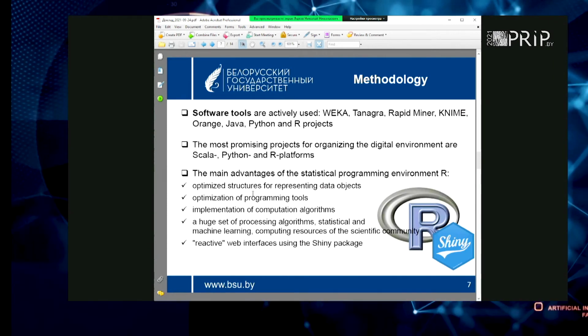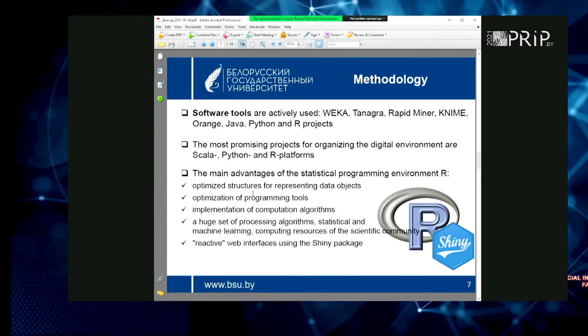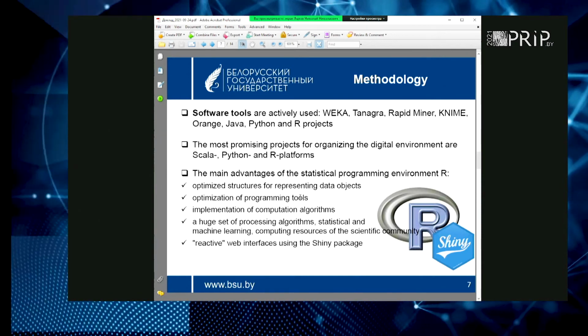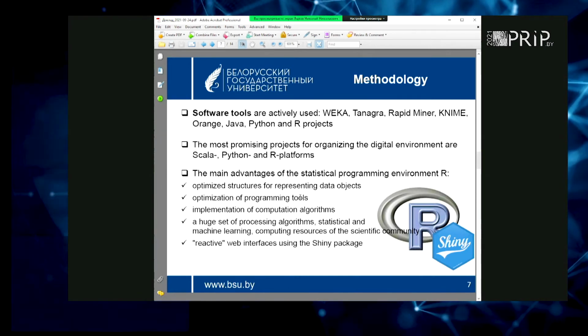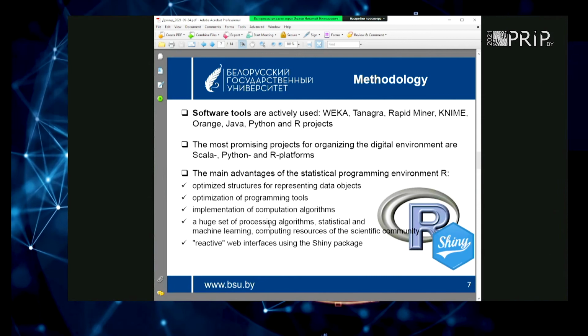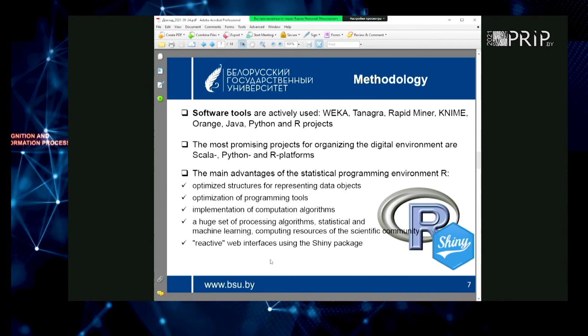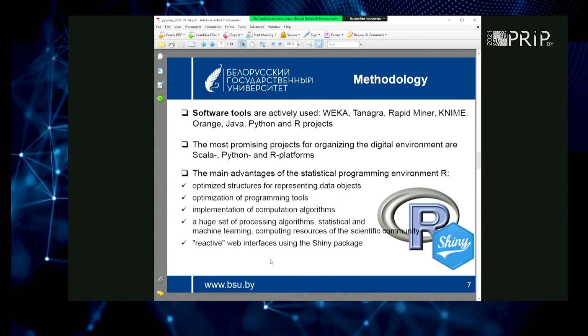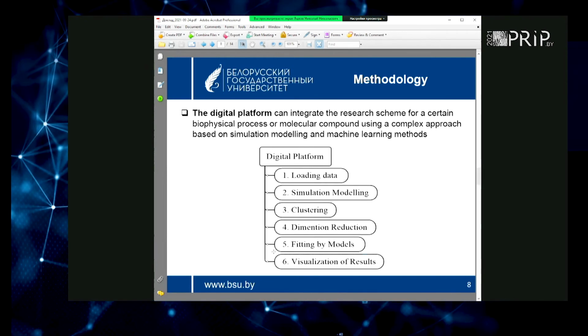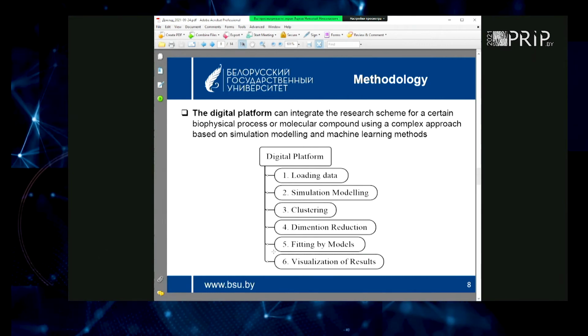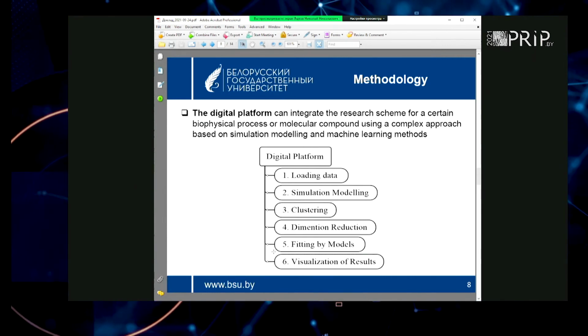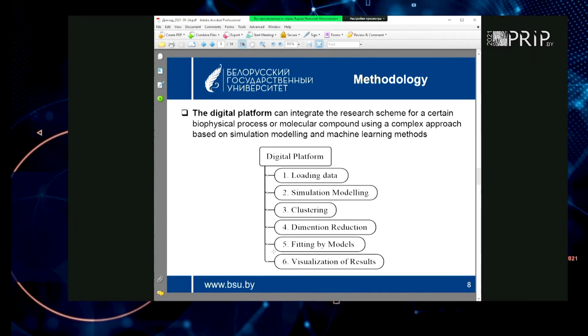It has optimized structures for representing data objects, optimization of programming tools, implementation of computational algorithms, a huge set of libraries developed by the scientific community, and the possibility to make so-called reactive web interfaces using the Shiny package. Thus, we develop as a base for the digital platform the R programming environment and Shiny package.